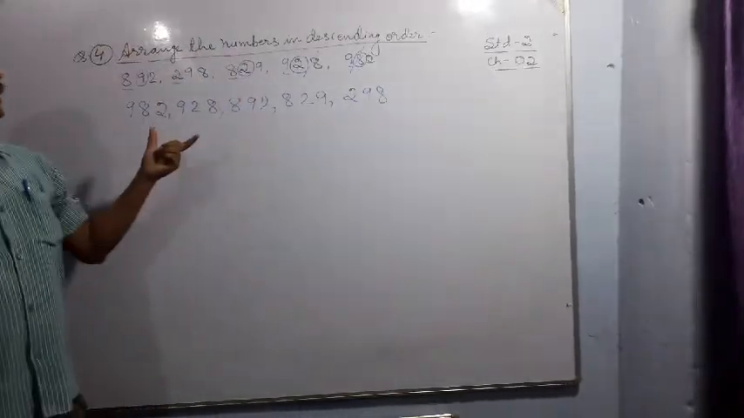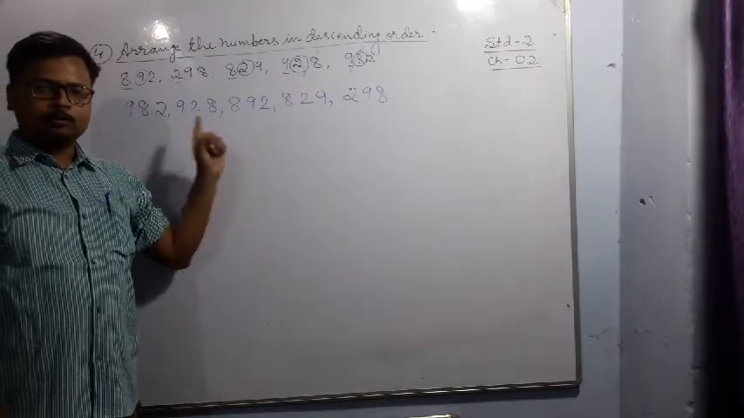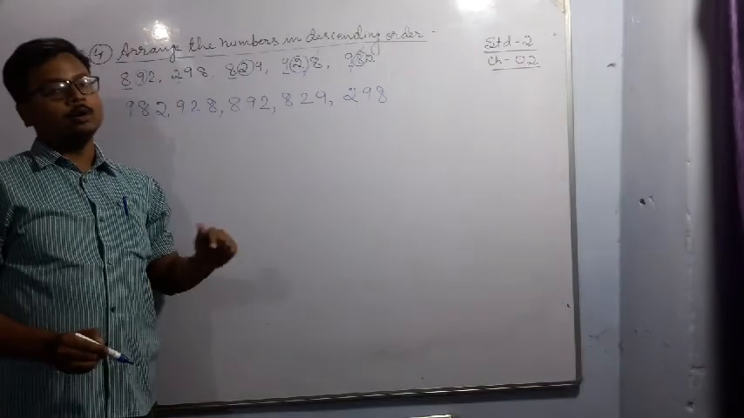So in this way you can complete this descending order. I have made one question to explain you. Other questions you have to make on your own in your book.